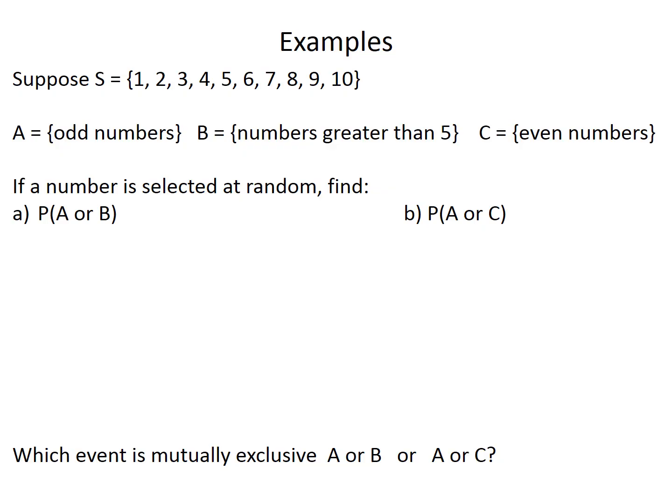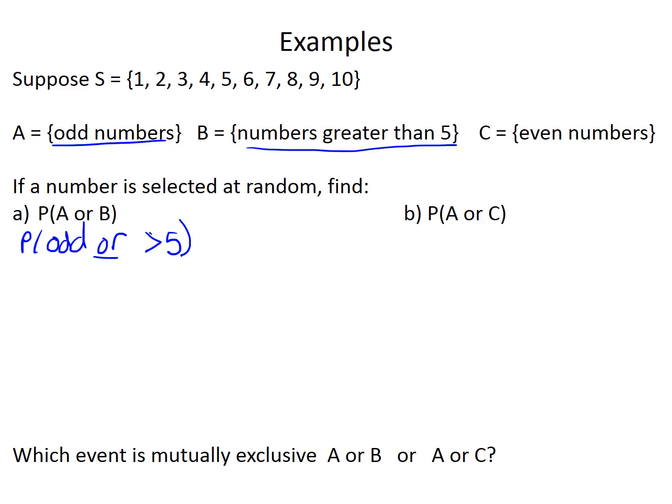Suppose that the sample space is the numbers 1 through 10. The set A is odd numbers, the set B is numbers greater than 5, and set C is even numbers. If a number is selected at random, find the probability of A or B. So we want the probability of odd or greater than 5. Right, greater than 5 means that you are not including 5.